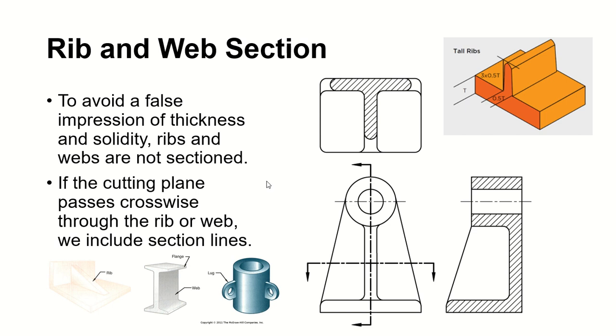So you could get it wrong with the thickness. What you have to do is get rid of ribs and webs in sectioning, and the only time you're going to show them is if the cutting plane, this one, passes crosswise through. See it going crosswise here through the web. At that time you're going to show the web, otherwise you won't show the web.